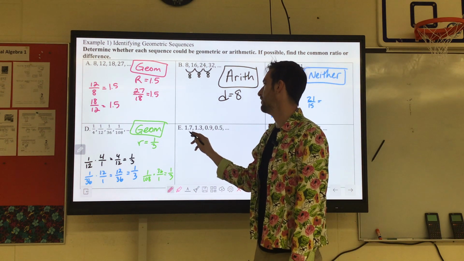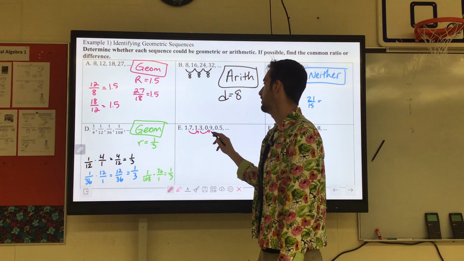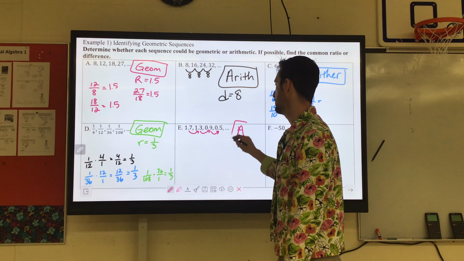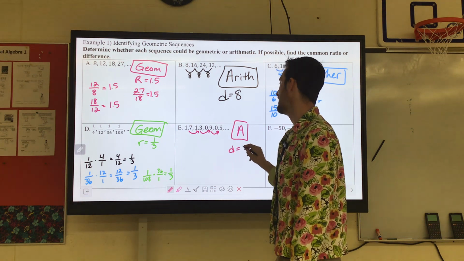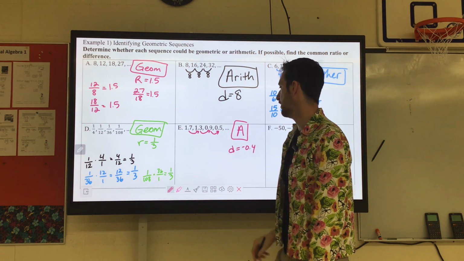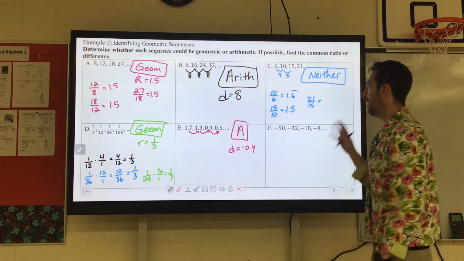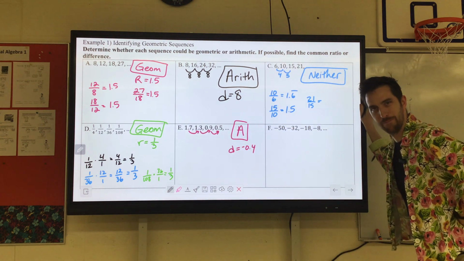Look, there's a pattern here. It's going down by 0.04 each time. That's an arithmetic sequence, and our common difference is negative 0.04. Well, these were both geometric. These were both arithmetic. I wonder what this one's going to be.